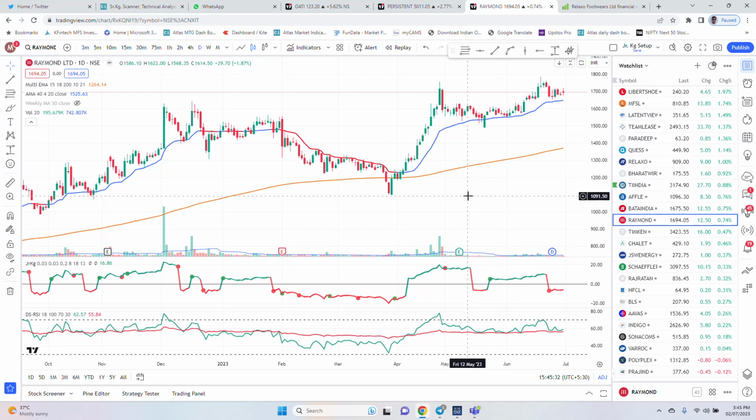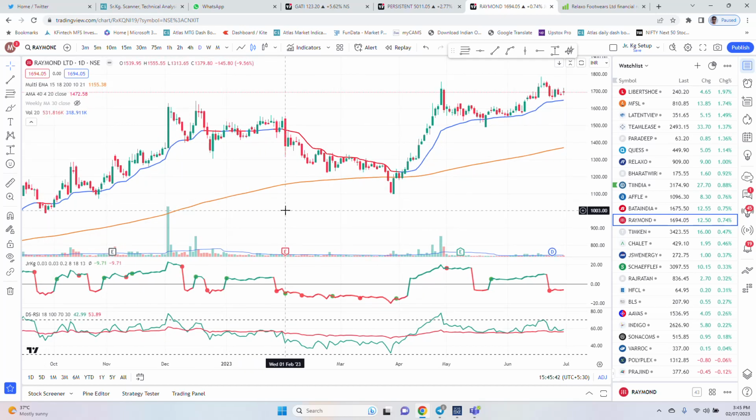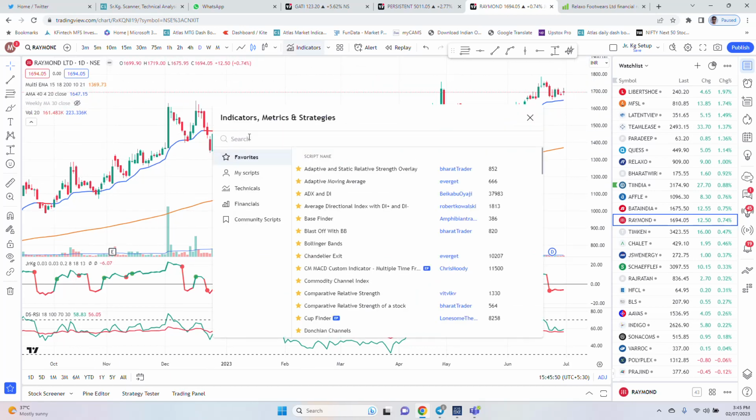So this is a quick introduction about the Jr.Kg indicator or setup. Now let's quickly see the Sr.Kg setup. In the Sr.Kg setup we use multiple indicators. The first one is the AMA, which is basically this adaptive moving average indicator.